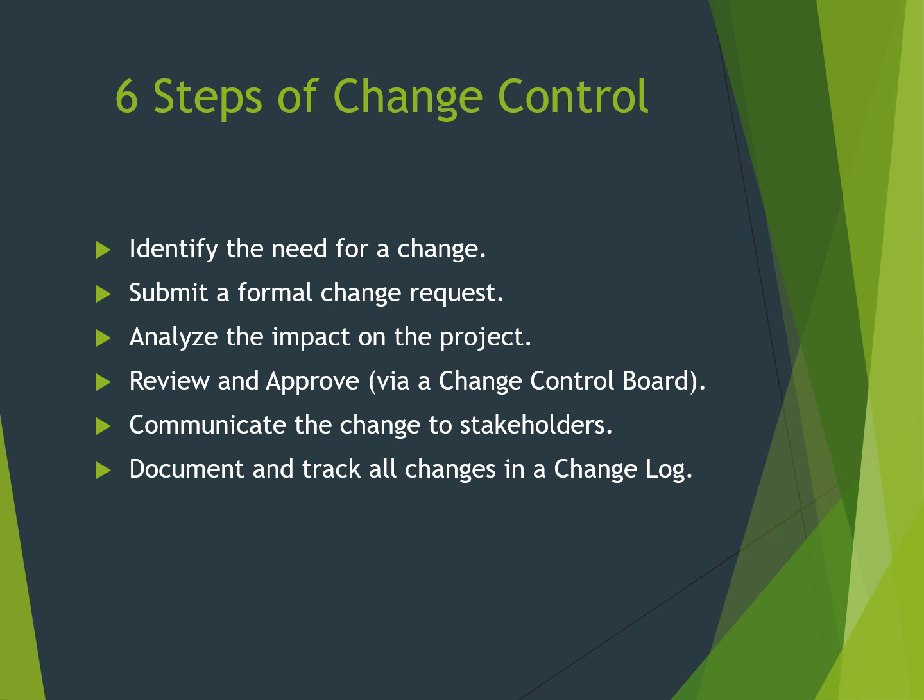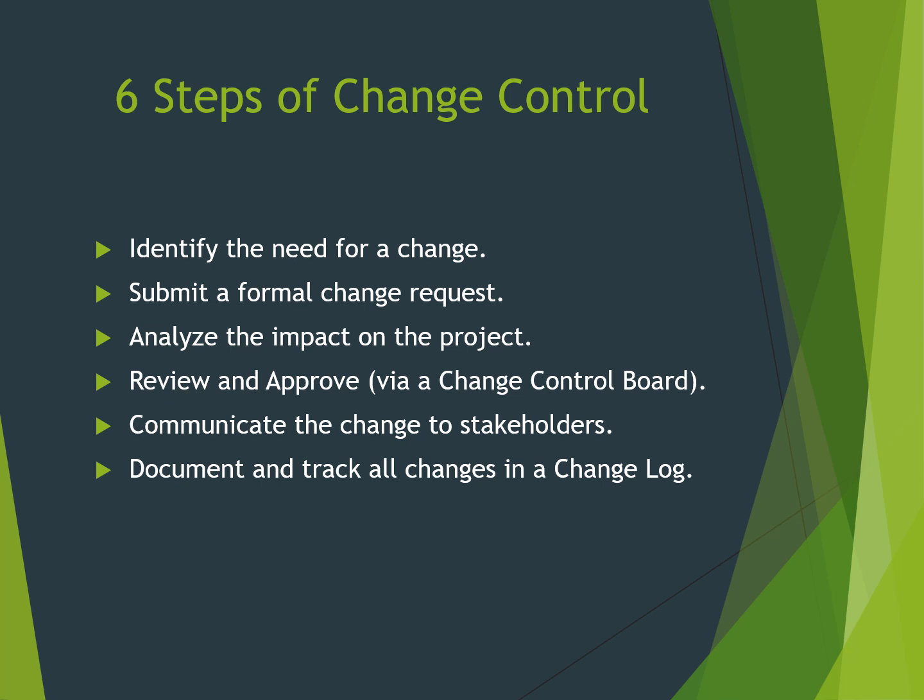This formal system follows a clear 6-step process. First, you identify that a change is needed. Maybe you've discovered a negative cost variance. Second, you submit a change request. This is a formal document explaining what needs to change and why. Third, you perform an impact analysis to understand how this change will affect the project's overall cost, schedule, and scope.